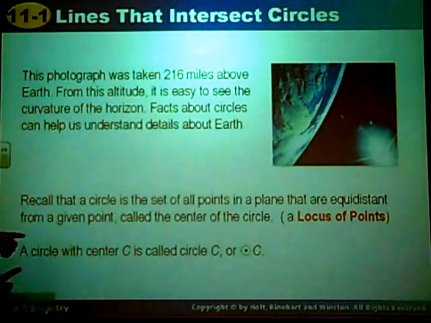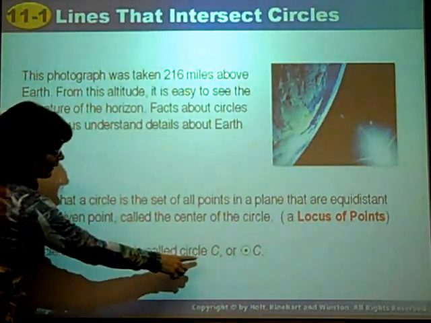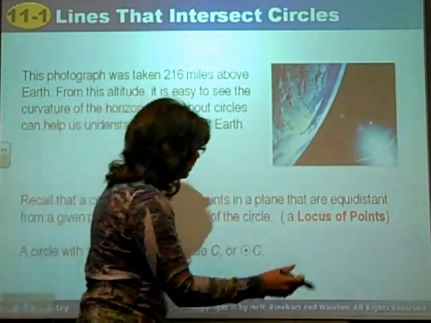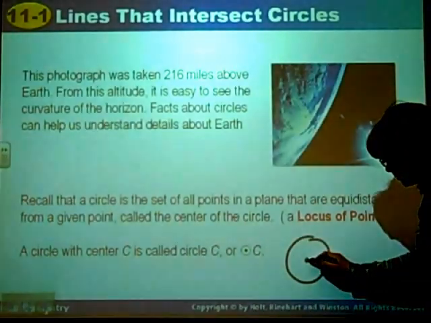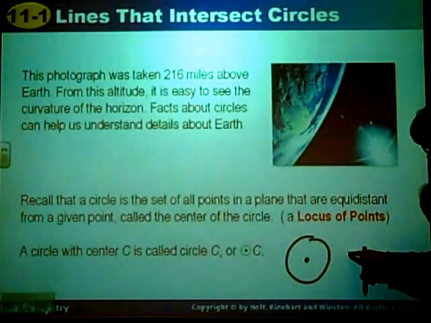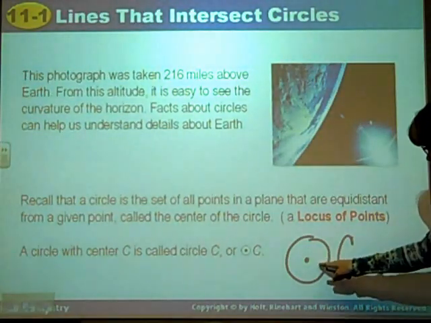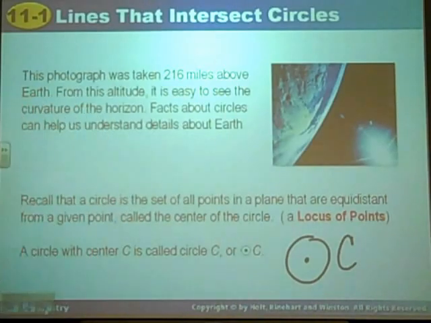So if you have a circle, whatever point is in the center, we'll call it C, we can call that circle C. So instead of writing the word circle, put a big circle, put a dot in the middle of it, and then put whatever letter in the center right here. And that's how you'd write circle C. So you've got an abbreviation, just like you have an abbreviation for triangles.